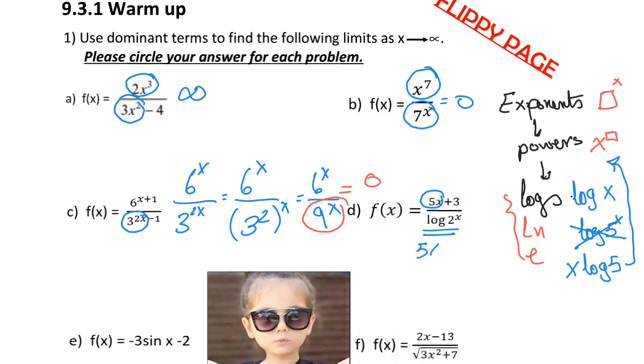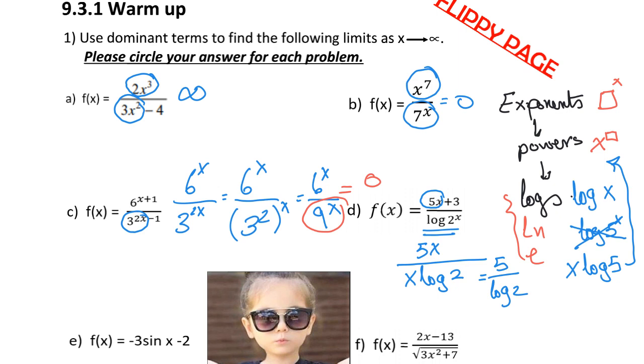So if I simplify, it will be 5x divided by x times log base 10 of 2. Now they have equal powers, so the limit as x approaches infinity, since they have equal powers, would be the ratio of the coefficients of your numerator and your denominator, and it would be 5 over log of 2. So again, just be careful.